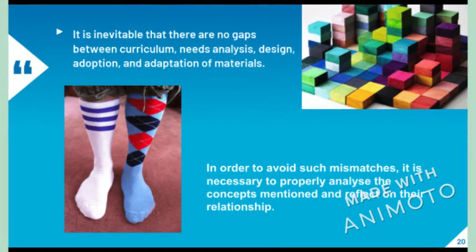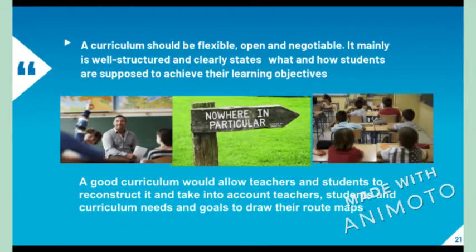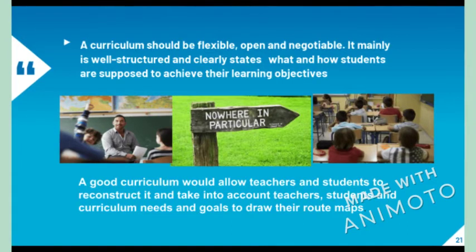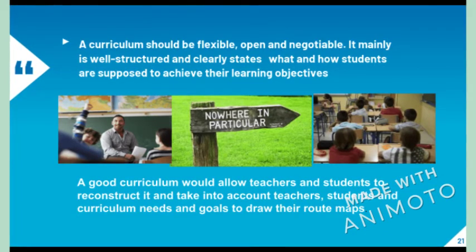In order to avoid such mismatches, it is necessary to properly analyze the concepts previously mentioned and reflect on their relationship. Quite often, teachers are seen as responsible for their learners' performance without taking into account other aspects that may affect or benefit students' learning. Such aspects are, for example, the curriculum, the specific traits and needs of the class, and of course the materials.